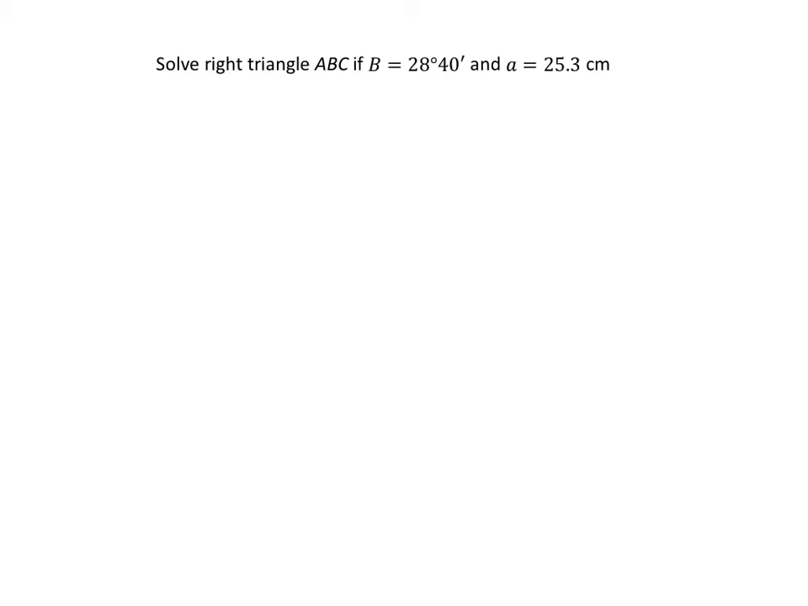So let's jump in and get started. We're asked to solve right triangle ABC when we are given angle B and side A. The first thing that you absolutely must do is draw the triangle. This is our right triangle. Here is angle C, angle A, angle B. So this is 28 degrees, 40 minutes.